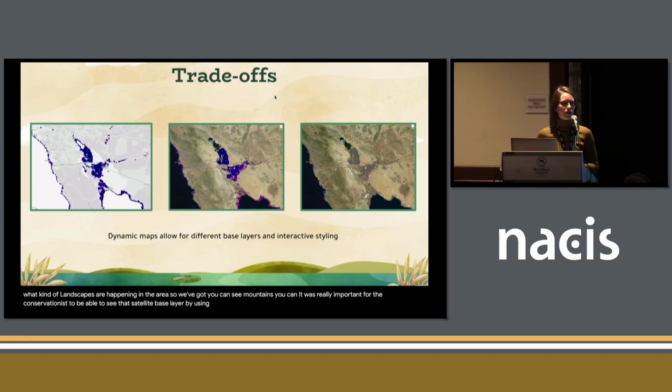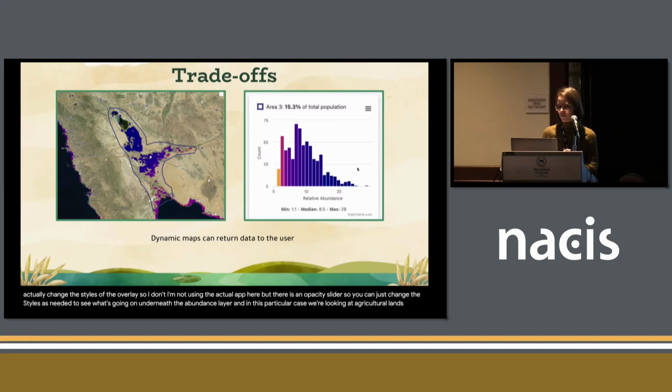By using vector tiles in this dynamic web map environment, we were also able to actually change the styles of the overlay. I'm not using the actual app here, but there is an opacity slider, so you can just change the styles as needed to see what's going on underneath the abundance layer. And in this particular case, we're looking at agricultural lands.